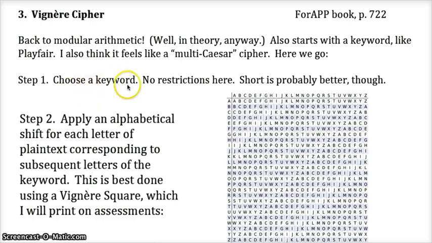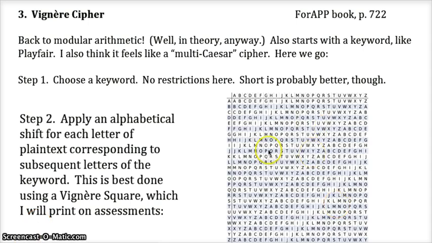So this one has a keyword again. We picked a keyword to kind of shift the things around in the last cipher. This one, usually you can have a short keyword and it's fine. Then we apply an alphabetical shift for each letter of plain text corresponding to the subsequent letters of the keyword. Okay, that's hard to read through. We'll just do an example.